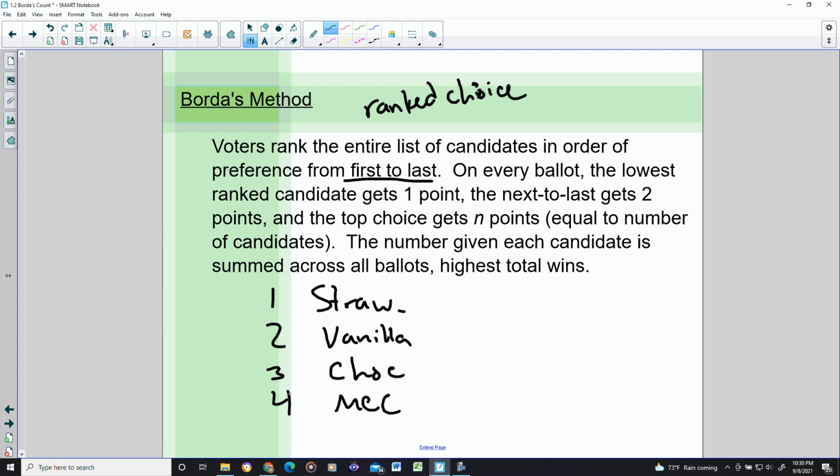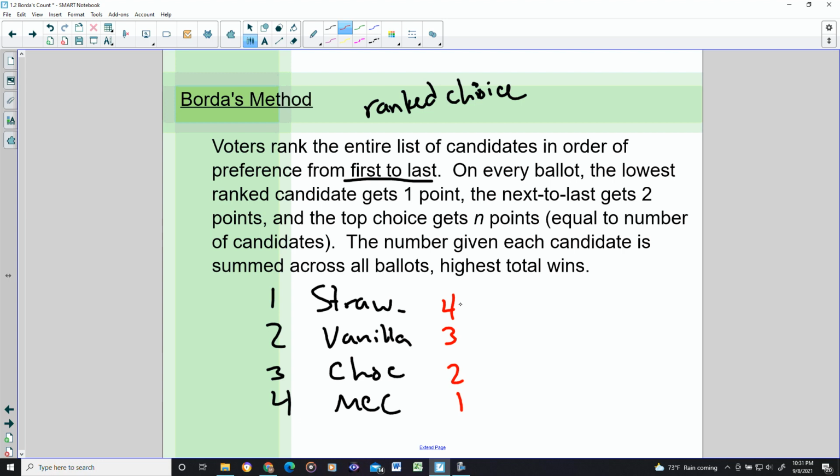What this is saying in Borda's method is that the lowest ranked candidate gets 1 point all the way to the top, which would get, in this case, 4. So 1, 2, 3, 4. So you can kind of see the problem that you might have there, because then you'd have to do this on every single ballot and then add up all the numbers.